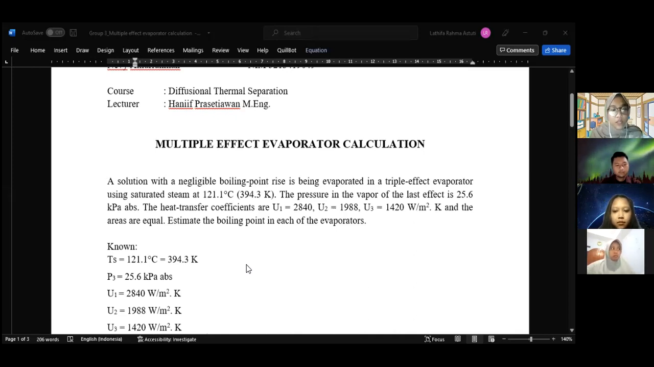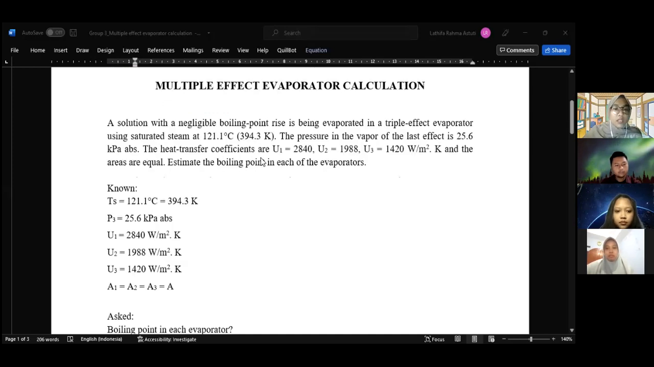The heat transfer coefficient for the first evaporator is 2,840. The heat transfer coefficient for the second is 1,988. The heat transfer coefficient for the third evaporator is 1,420 watt per meter square Kelvin. And the areas are equal. So the question is: estimate the boiling point in each of the evaporators.